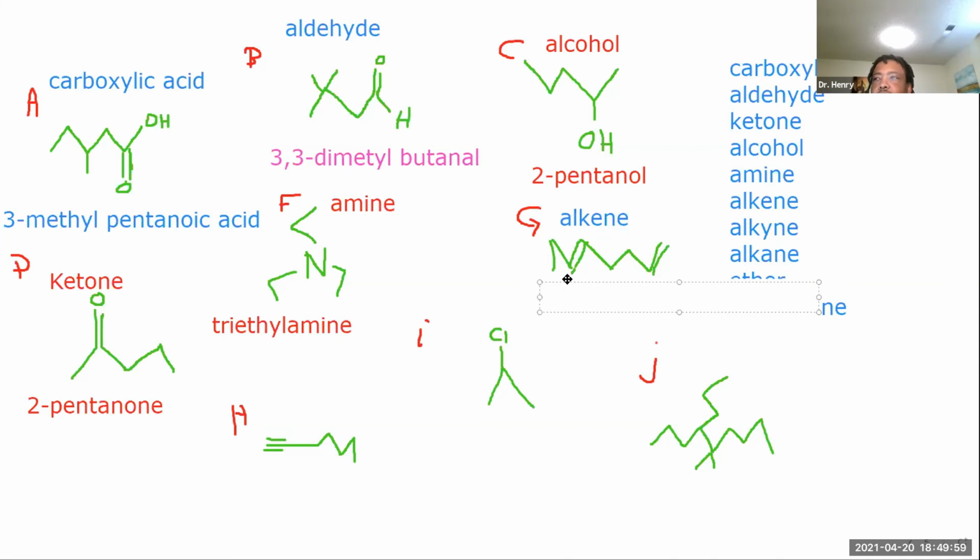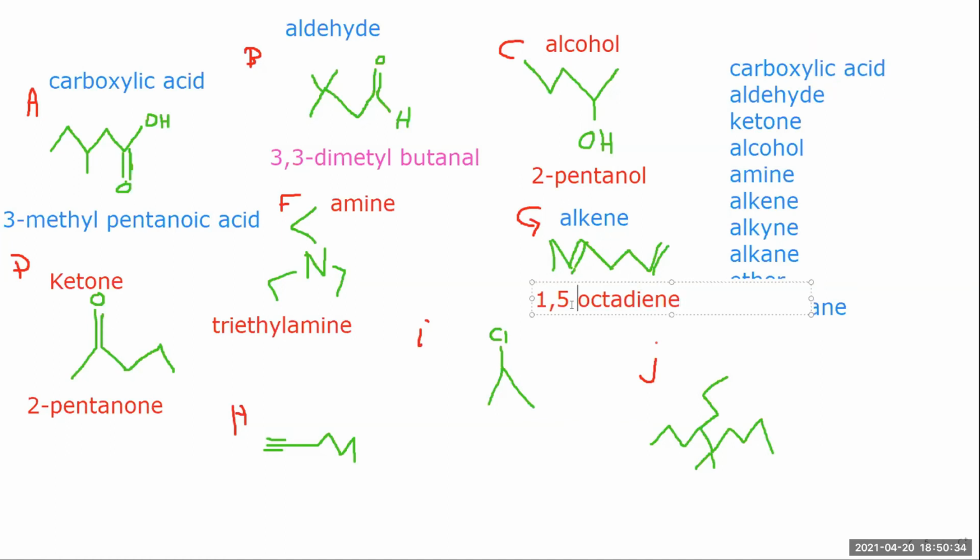So what would we call this one? 1, 5. So you said 1, 5. Octene. So 1, 2, 3, 4, 5, 6, 7, 8. Is it octene or octadiene? I always forget the di. Octadiene. Good job.